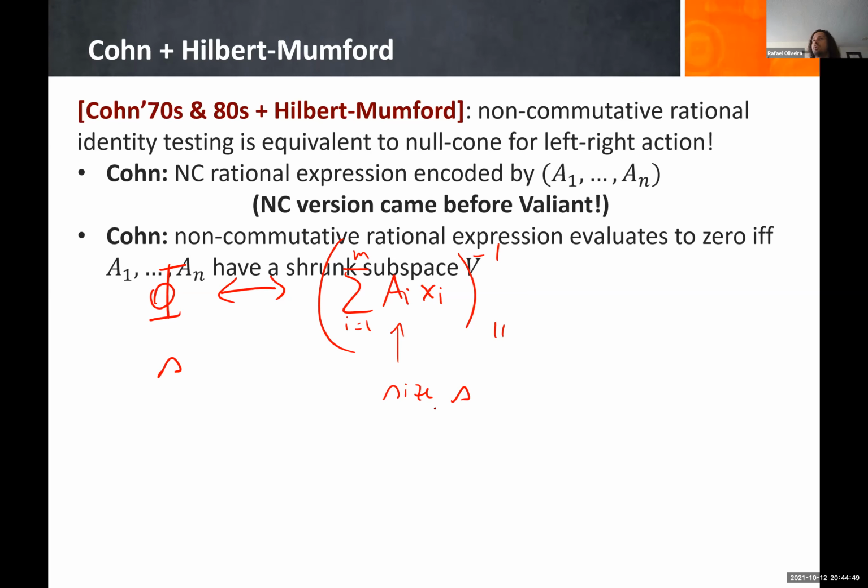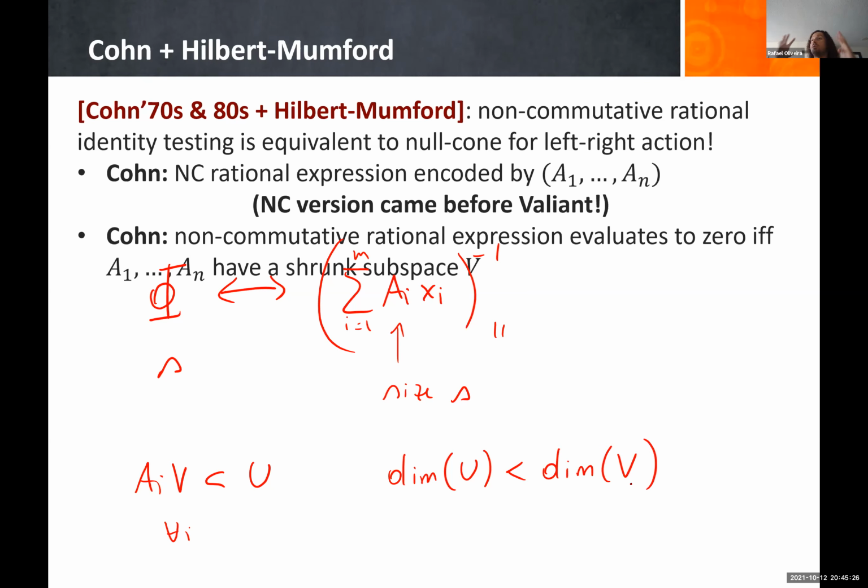He did this non-commutative version, and he also proved that a non-commutative rational expression evaluates to 0 if and only if this tuple A1 up to Am has a shrunk subspace V. Now, what is a shrunk subspace V? A shrunk subspace V is just a space such that all of the matrices Ai, when you multiply them by the vector space V, give you another subspace contained in a space U, for all i, where the dimension of U is less than the dimension of V.